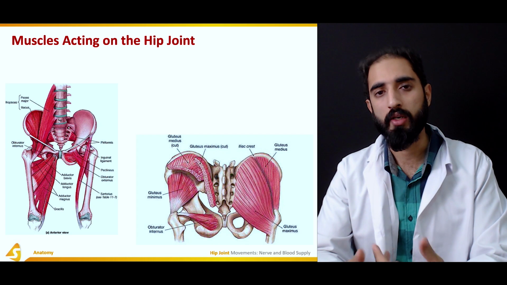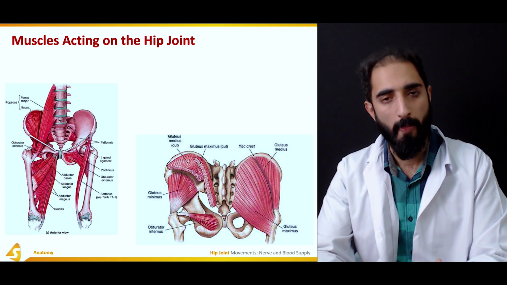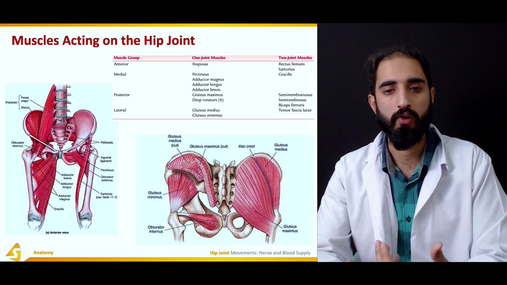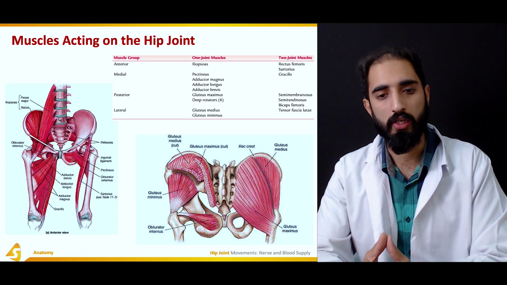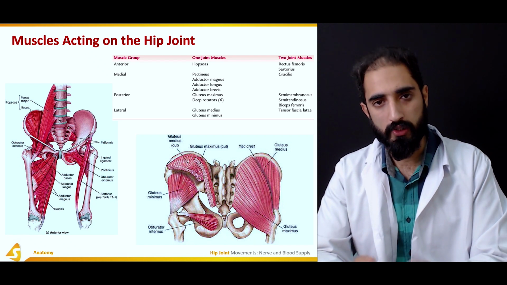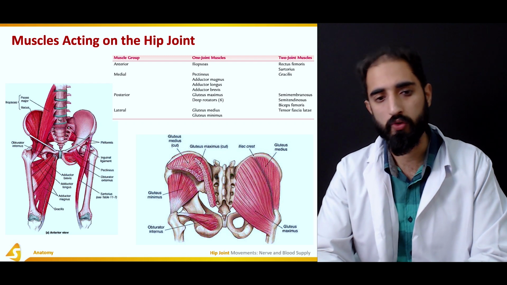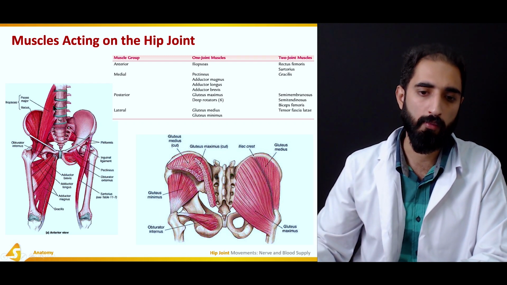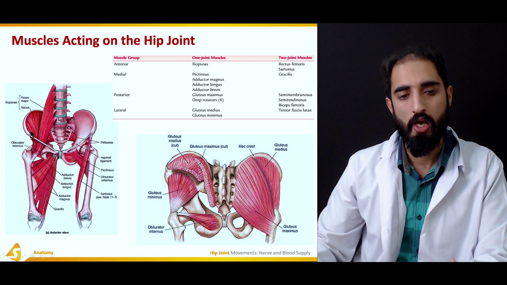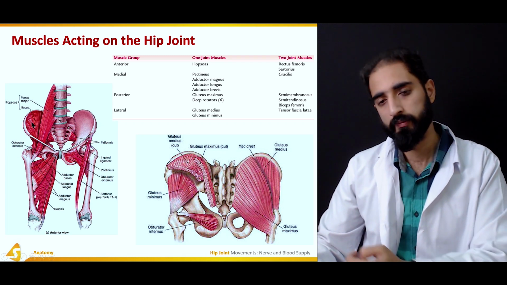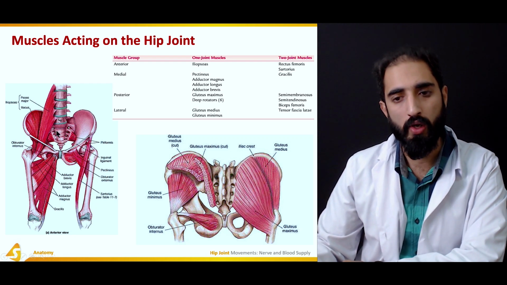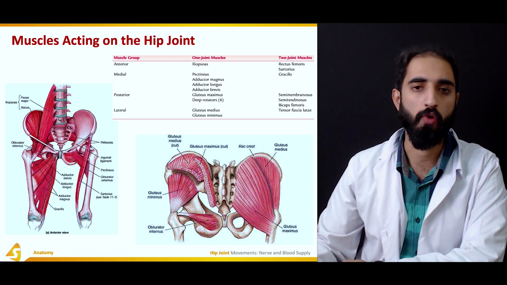Now these movements obviously occur because of the muscles that are acting on the hip joint. So if we take a look at the muscles which are acting on the hip joint, we can divide them into anterior, medial, posterior, and lateral. Anteriorly we have the iliopsoas muscle, which is also the prime flexor of the hip joint. Here we can see the combination is known as the iliopsoas, and this one specifically is the psoas major, and this one is the iliacus, which is originating from the iliac fossa. Moreover, these two are actually one joint muscles because they only act at the hip joint, causing flexion at the hip joint.